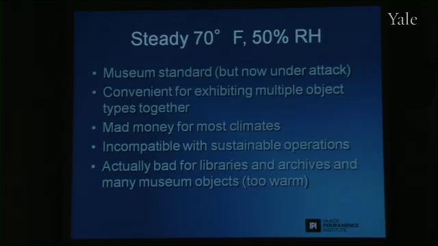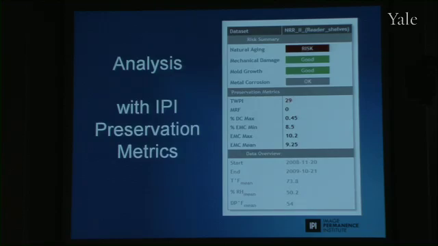It's kind of the enemy of sustainability, because if that's your position, you want it steadily 70 degrees and 50% RH, you're kind of locked out of the sustainability game, and you're paying mad money for that. Mad money in the street sense of that's a lot of money, and mad money in the other sense of mad, like you're mad if you do that. And it's, like I say, incompatible with sustainable operations. And here in a library, 70-50 is really bad for library collections because it's too warm. You're cooking the books.